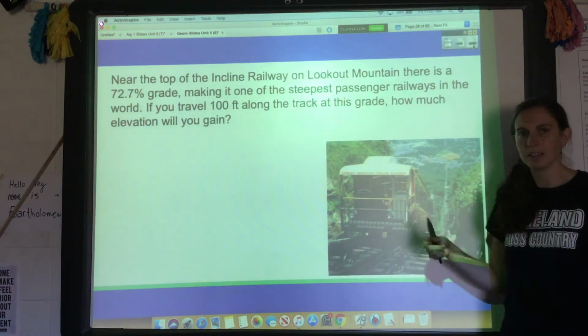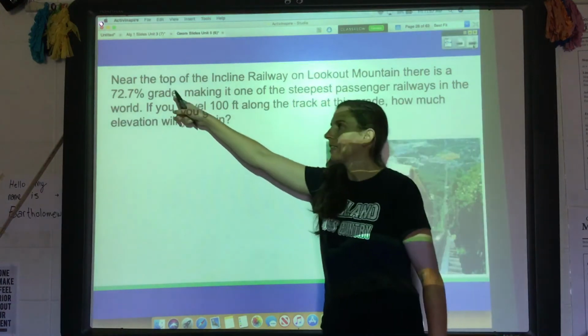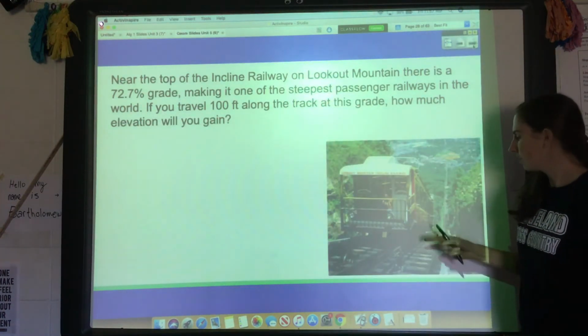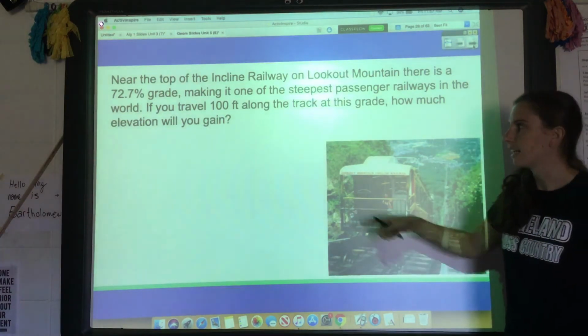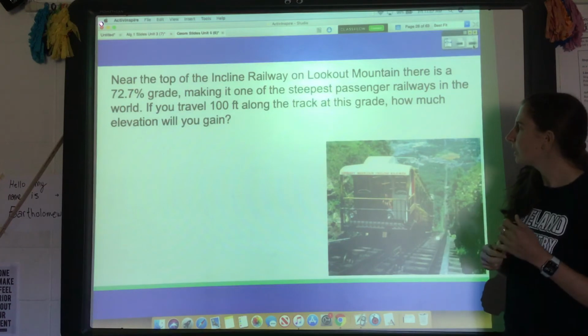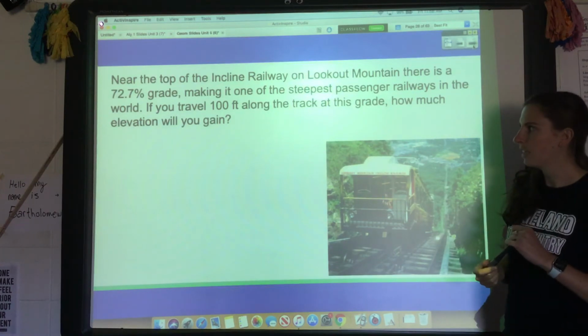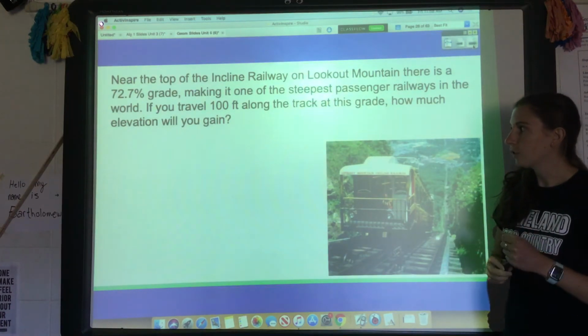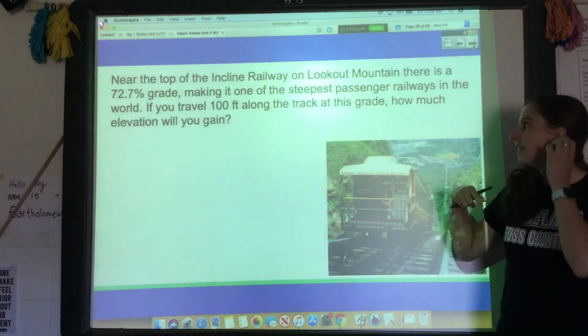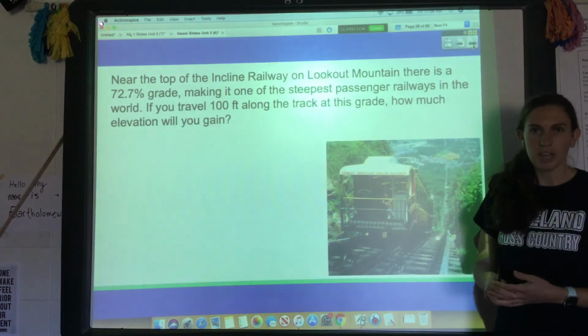So near the top of the incline railway on Lookout Mountain, there is a 72.7% grade. This stands for gradient. It's like how steep is the slope. This is just according to their website. They say it's a 72.7% grade, making it one of the steepest passenger railways in the world. If you traveled 100 feet along the track at that grade, how much elevation will you gain?